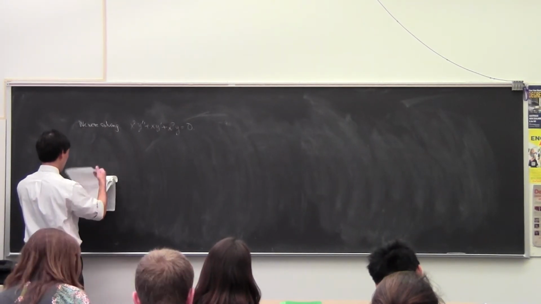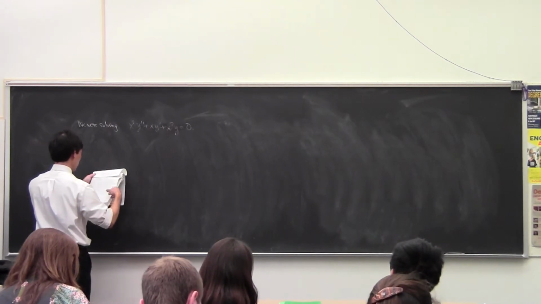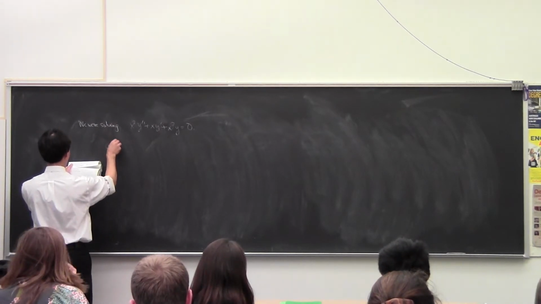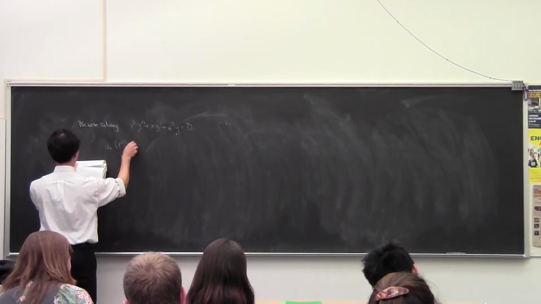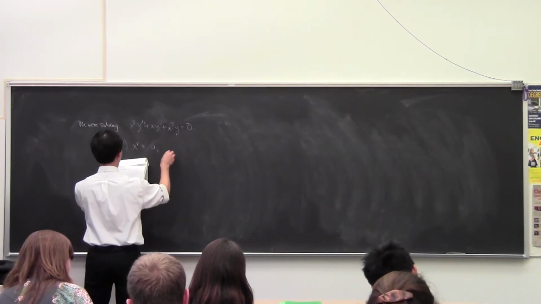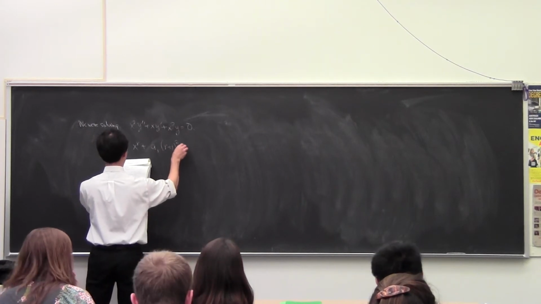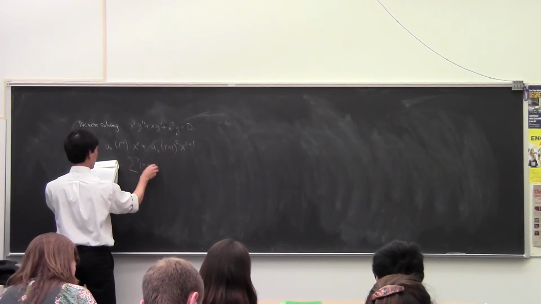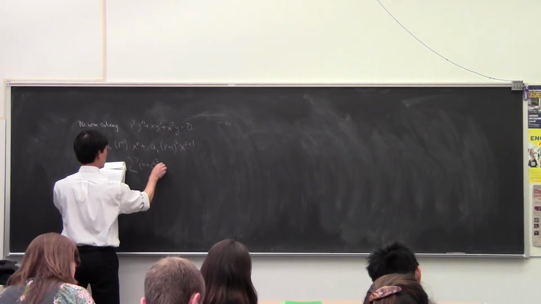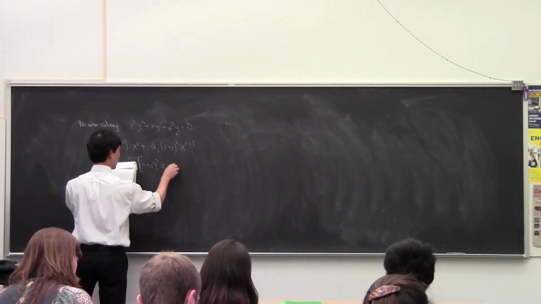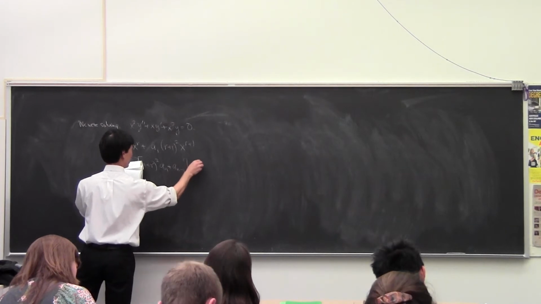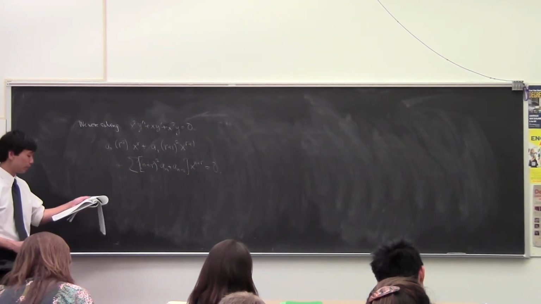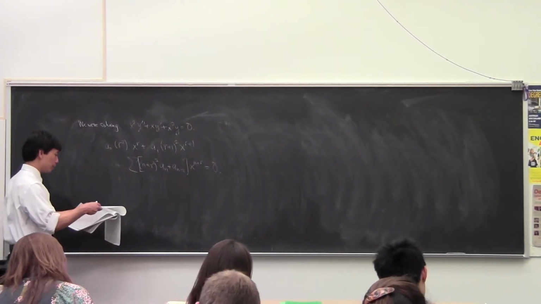Let's remember everything. We had gotten that we ended up with this: a naught r squared x to the r plus a1 (r plus 1) squared x to the r plus 1 plus summation (n plus r) squared a sub n plus a sub n minus 2 x to the n plus r equal to 0, right? This is what we've gotten.